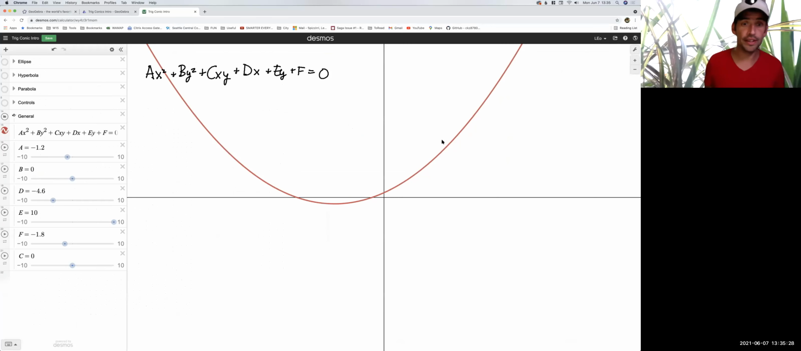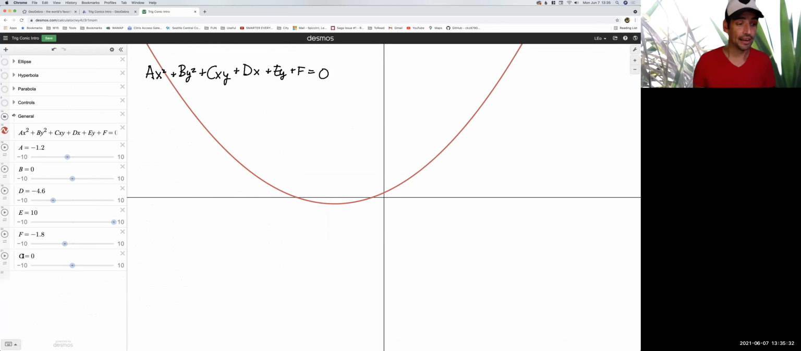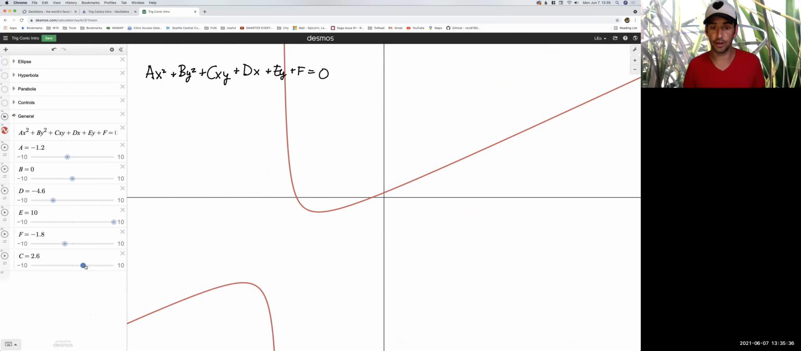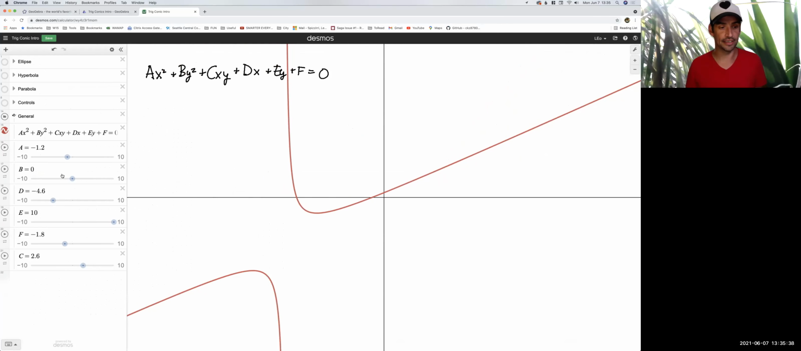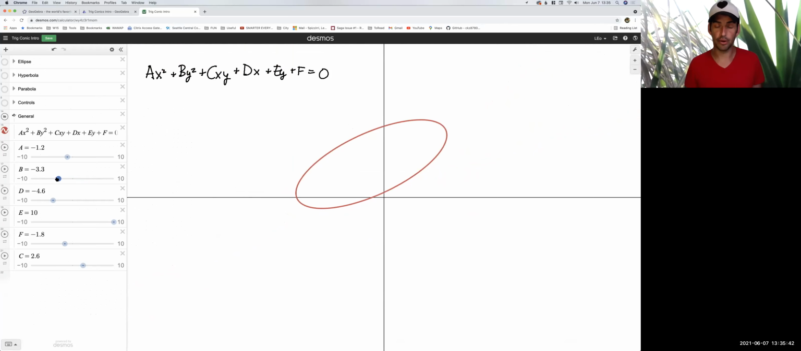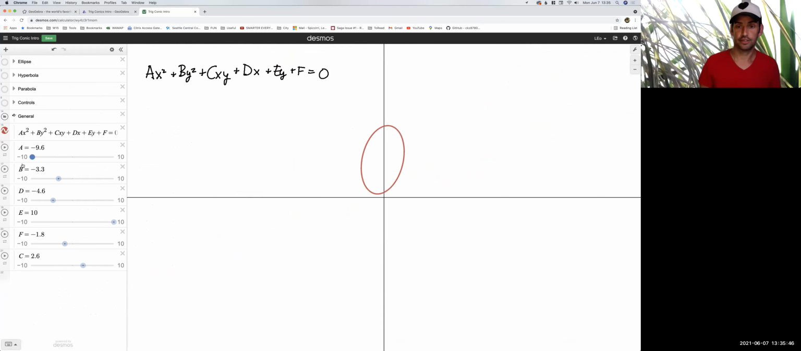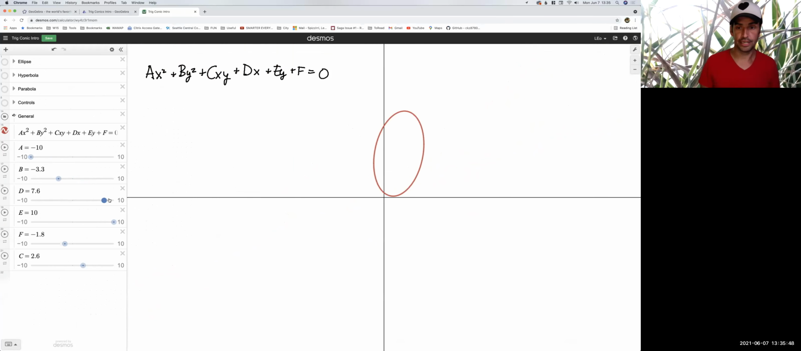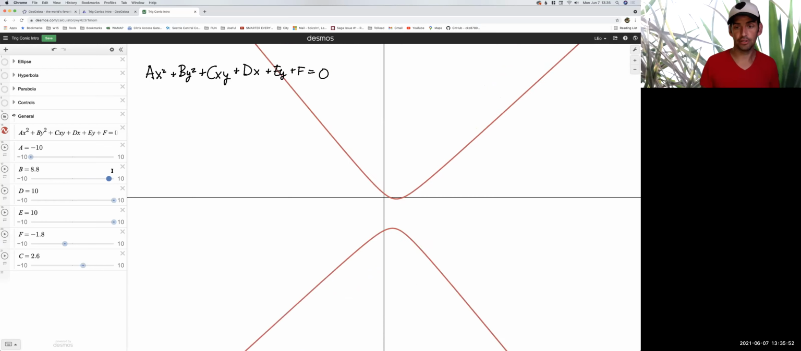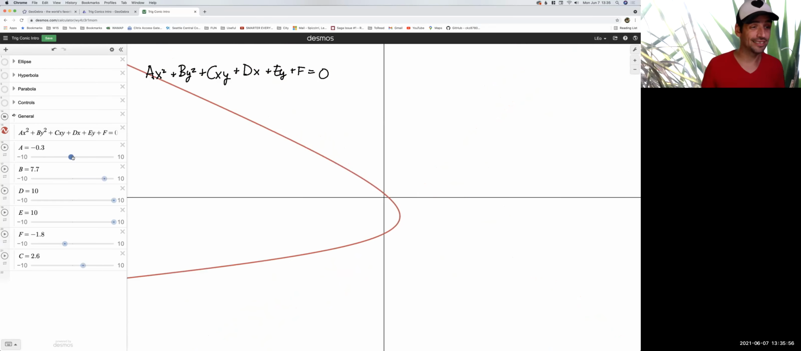However, there's one thing that those equations don't have, and that is C. I've kept C 0 this whole time. But if C is not 0, we start to get things at an angle. Now it's not so nice. Now I've got an ellipse turned to the side, or depending on what I choose, I get an angled parabola or hyperbola. So there's all kinds of things that can happen if C is not 0.